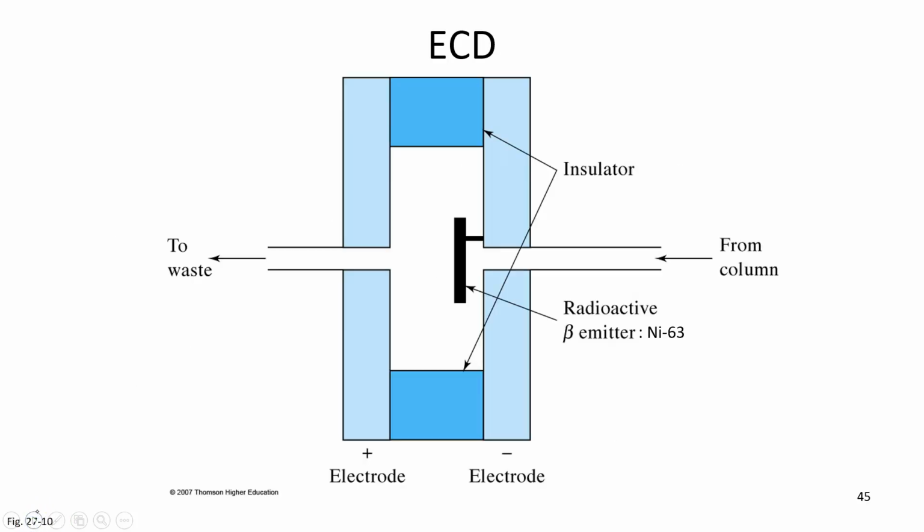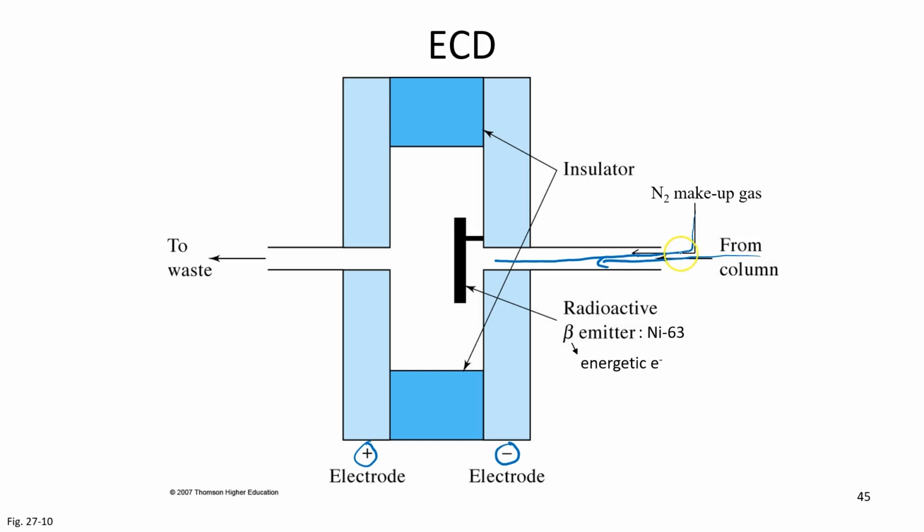Here's a diagram from your text. Notice we have a positively and negatively biased electrode, and here is our flow from the column. In addition to that, we also have some nitrogen flowing into the detector. And what does this nitrogen encounter? Well, it encounters this nickel-63 foil, which is radioactive and emits beta particles. If you don't remember what a beta particle is, it's an energetic electron.